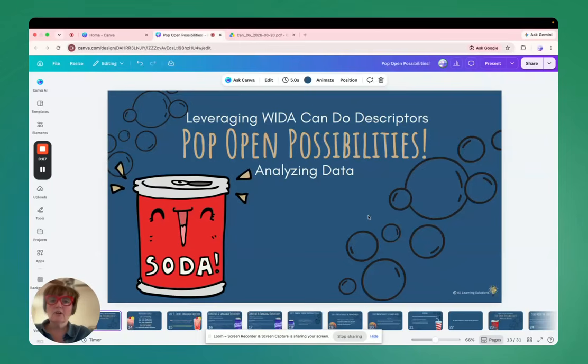We're going to continue our topic of leveraging our WIDA can-do descriptors, but now we're going to take a bit different focus. We're going to analyze data. So you should have already downloaded all your classes or all your groups of your WIDA can-do descriptors name chart. That was our task for last week. And now we're going to analyze data.